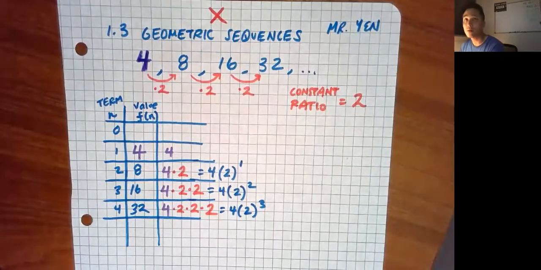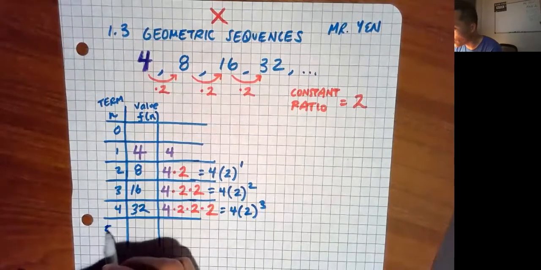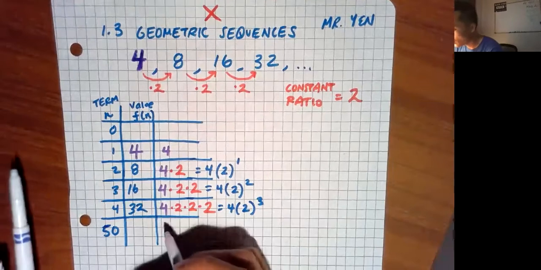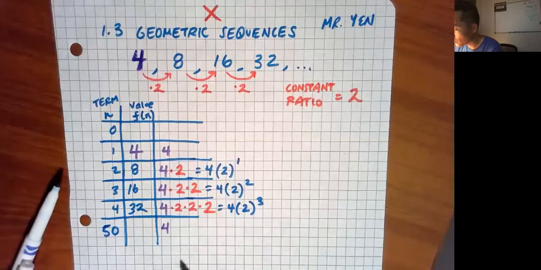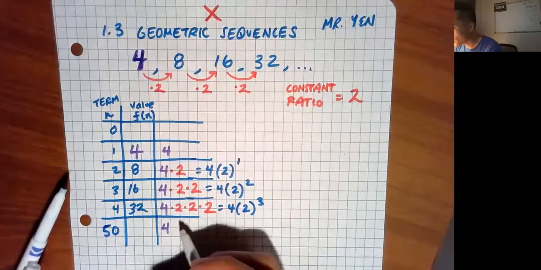So then, if we wanted to go all the way out to the 50th term in the sequence, well, we know it would be 4 times 2 a whole bunch of times. How many times?